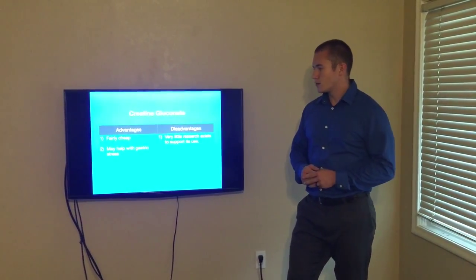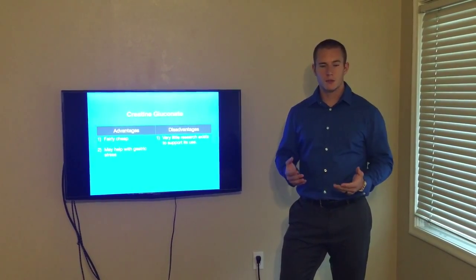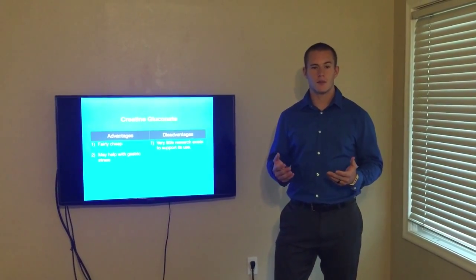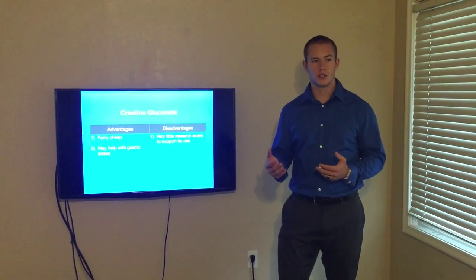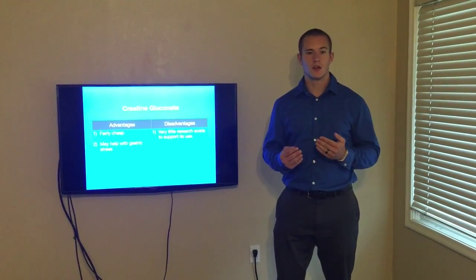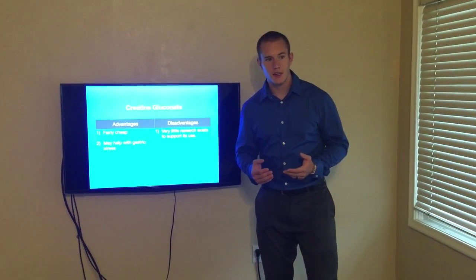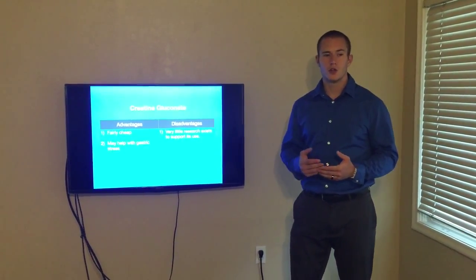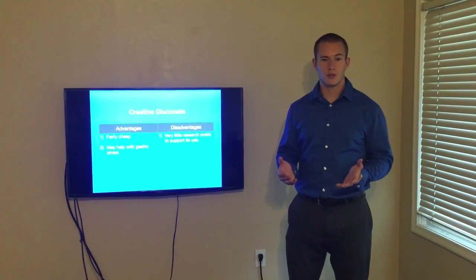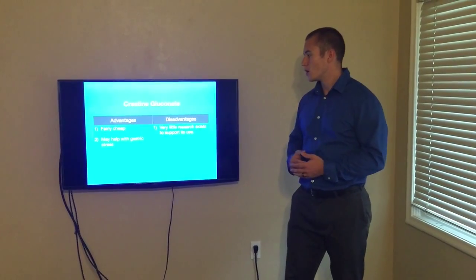Creatine gluconate, again, is just creatine and glucose. The thought process behind binding these two together was that by using creatine and glucose, you could increase insulin and thereby increase the absorption of creatine. The study that showed this, though, used 100 grams of glucose to demonstrate the increased creatine absorption.